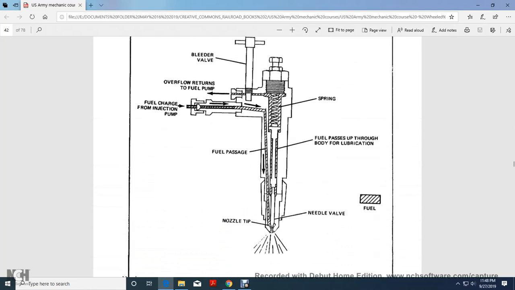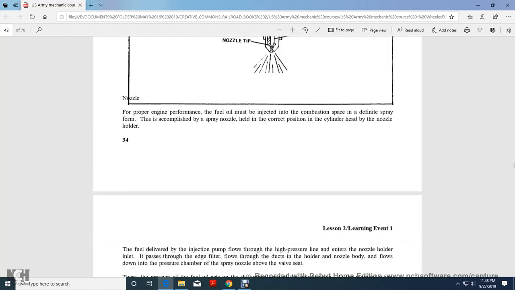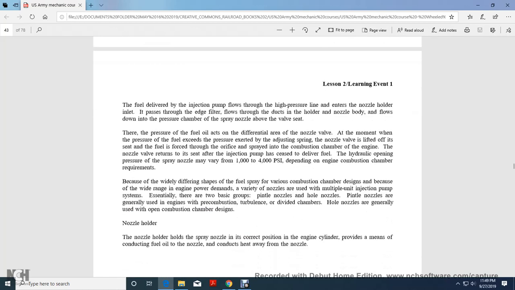the fuel passage, nozzle tip, needle valve, and spring, and the fuel passage through the body for lubricant and the fuel. For proper engine performance, the fuel oil must be injected into the combustion space as a finely atomized spray. This is accomplished with the spray nozzle held in the correct position in the cylinder head by the nozzle holder. The fuel delivered by the injection pump flows through the high pressure line to the edge filter inlet of the nozzle holder, through the duct in the holder to the nozzle body.